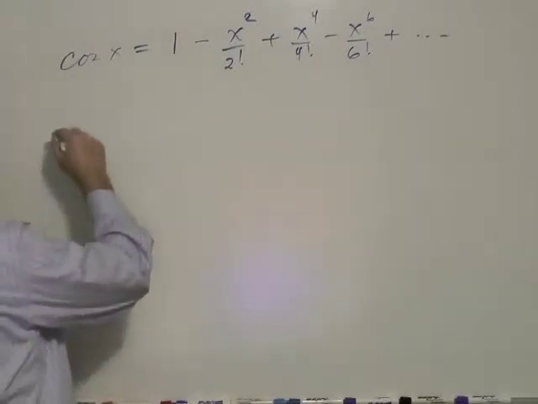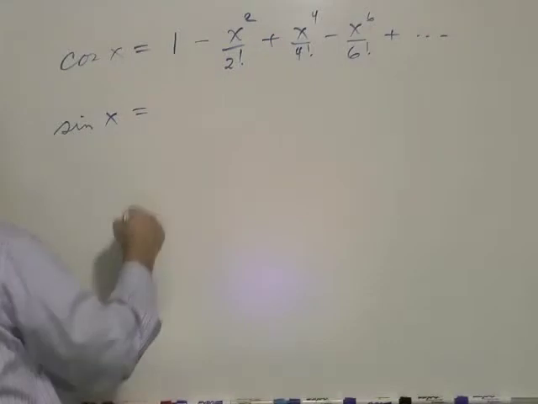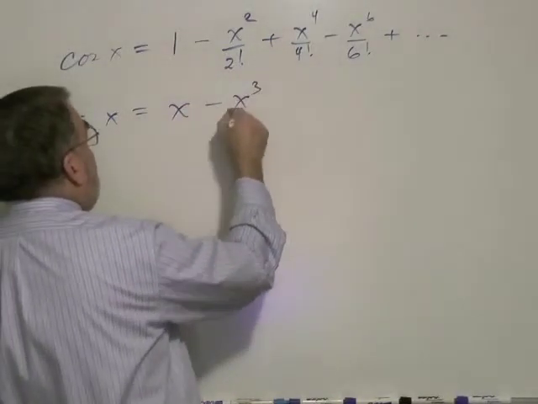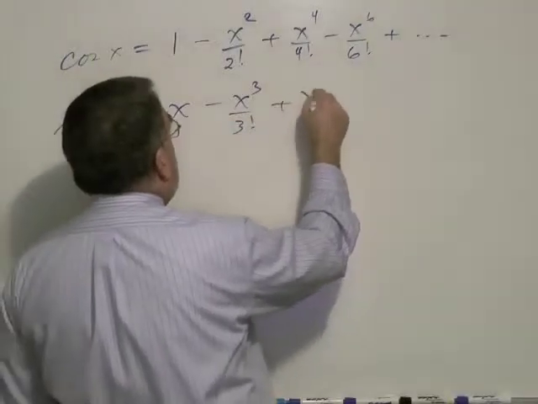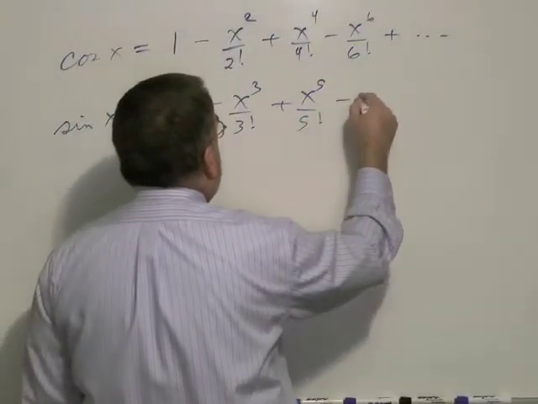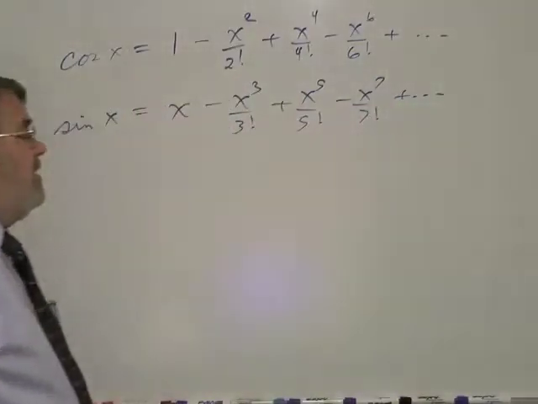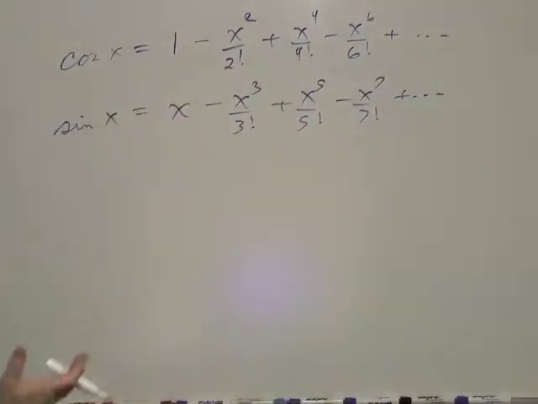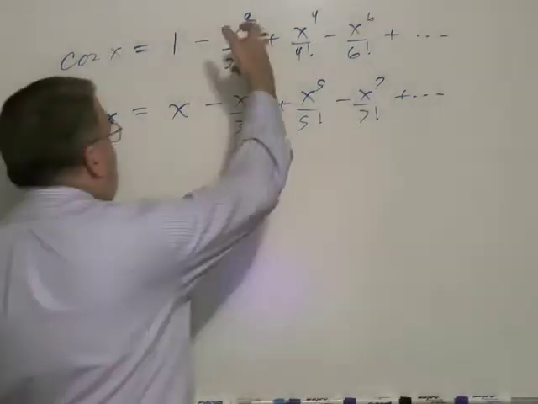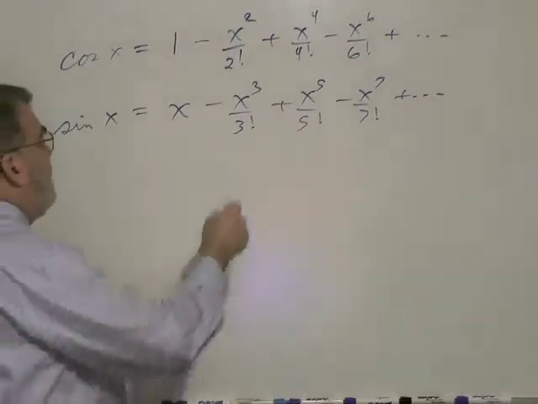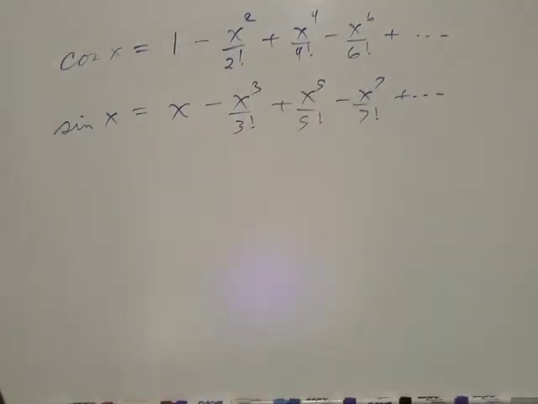Now the sine function has a similar expansion. It's the odd version of it. It would be x minus x to the 3rd over 3 factorial plus x to the 5th over 5 factorial minus x to the 7th over 7 factorial, and so on and so forth. And so you see it's very similar to cosine. Cosine uses even exponents and even factorials, and then sine uses the odd powers. So that's pretty nice patterns here.